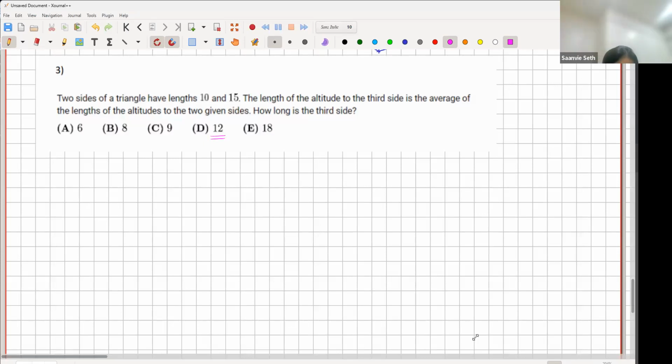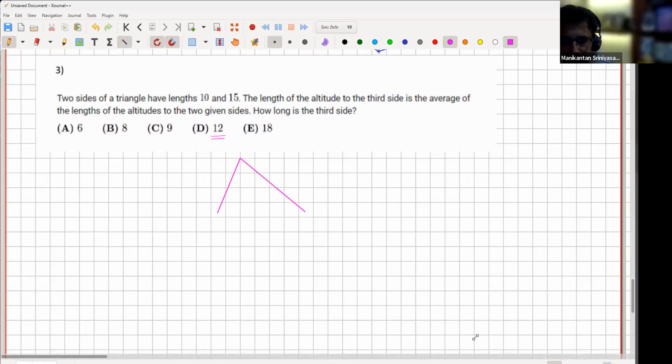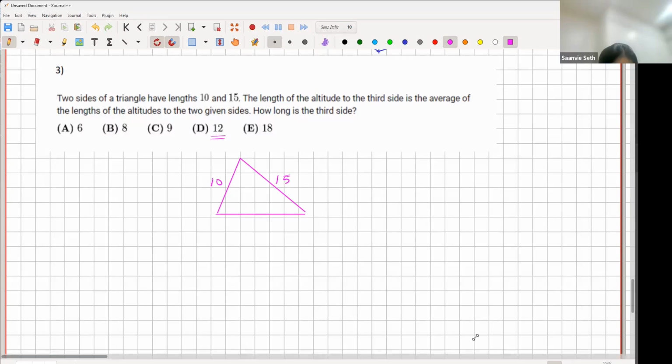Yeah, so I'll just draw a triangle. Let's say this is 10 and this is 15. Okay, go on. So from what I did, the average of two altitudes, the ones which I took, is between the length of the two. I don't know how to explain it. Okay, fine. But you're confident of your answer. 12. Yeah. Okay, fine.